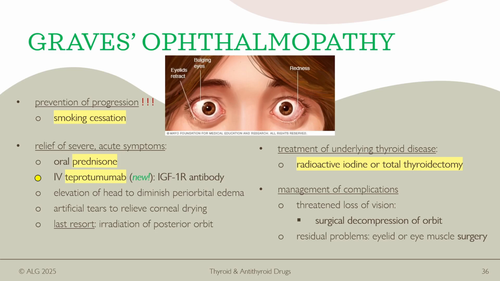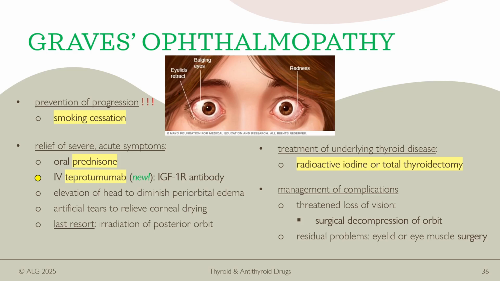We should also advise non-drug measures such as elevation of head to diminish periorbital edema and the use of artificial tears to relieve corneal drying due to bulging of eyes. If all these measures fail to improve the acute inflammatory reaction, irradiation of posterior orbit may be done.